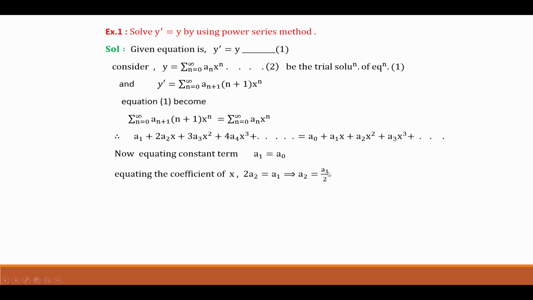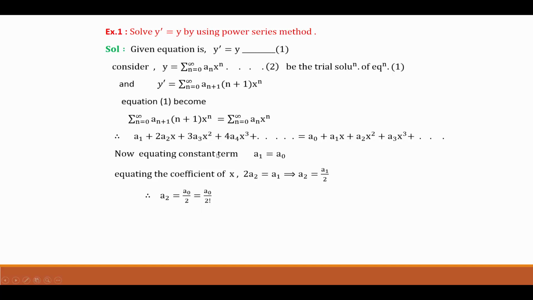Now we know the value of a1 is a0, so a2 equal to a0 upon 2. Write it down as a0 upon 2 factorial, because 2 factorial is 2 into 1, which means only 2.